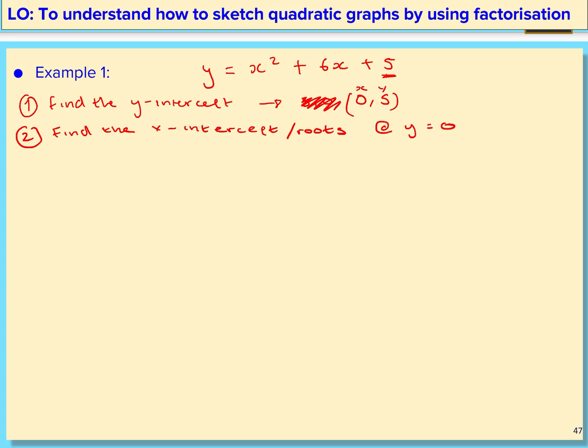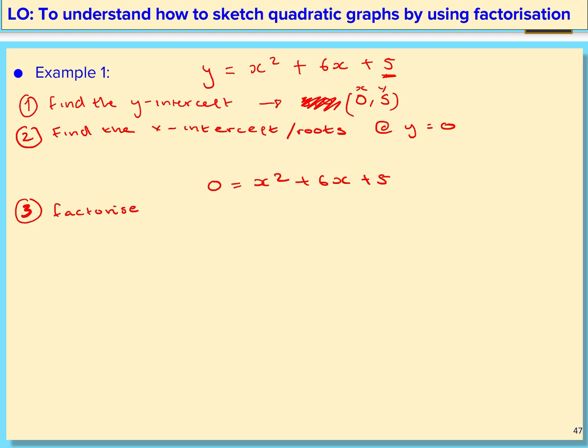So what we're going to do is make our graph equal 0. So what we have is 0 equals x squared plus 6x plus 5. And we want to find out what x equals when y is 0. Now to solve this equation, we need to factorize. So step 3 will be factorize. You need to factorize the expression.